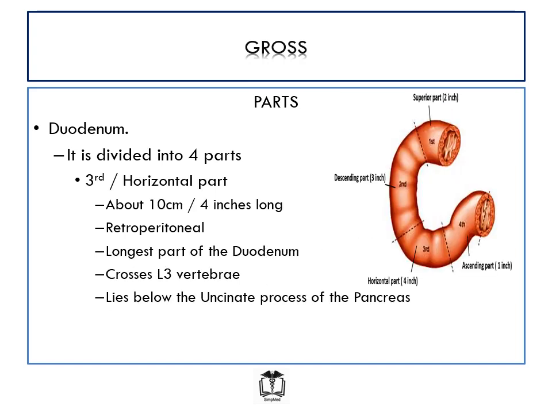The third part of the duodenum is the horizontal portion. It is the longest part of the duodenum. It measures about 10 centimeters or about 4 inches in length, and it tends to be entirely retroperitoneal. It crosses the third lumbar vertebrae and is found anterior to it and lies just below the uncinate process of the pancreas. So if it's the pancreas, as I'm drawing here, the uncinate process is that curved portion of the head of the pancreas, and below that curved portion of the pancreas is the third part of the duodenum. So it lies below the uncinate process of the pancreas.